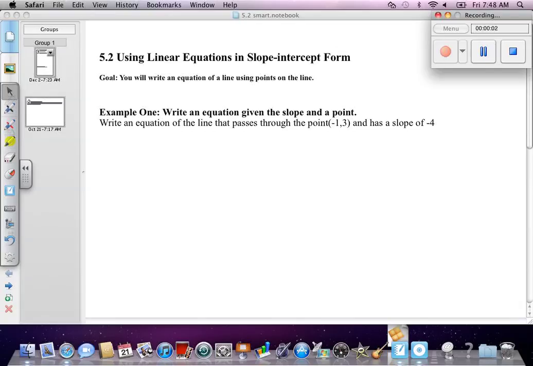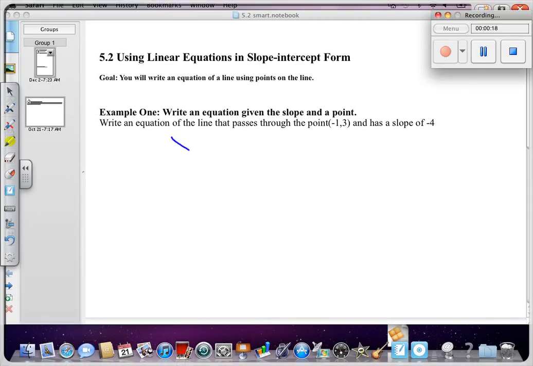So ladies and gentlemen, today we're looking at 5.2. We're going to use linear equations in slope-intercept form. Yesterday I gave you the slope and the y-intercept. Today I'm just going to give you one and we're going to figure out how to find the other one. Okay? So we know the equation for these is y equals mx plus b. We know the m is the slope and the b is the y-intercept.